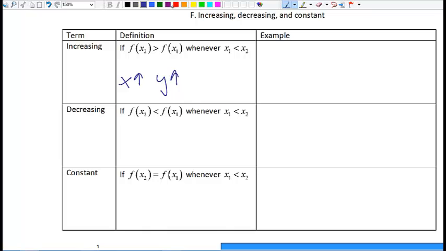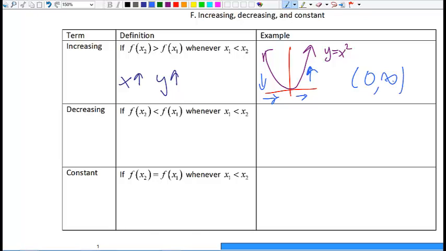Okay, so let me relate this to one of our parent graphs. y equals x squared. In this picture, the part that's increasing, see here you've got this piece, as the x's get bigger, the y values are going down, but on this half, as the x gets bigger, the y values are going up. So this is an illustration of increasing when we're looking at the interval from 0 to infinity.